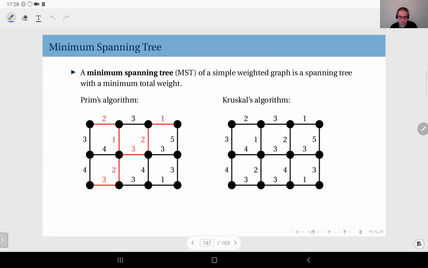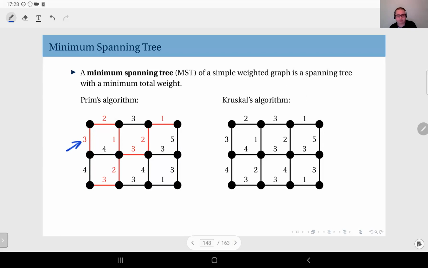And therefore, in the next iteration, these are my candidates, this one and this one, and this one and this one. Among these, I have 3s, 4s, and a 5. So I will have to select one of the 3s as my next addition, and I have selected this one.